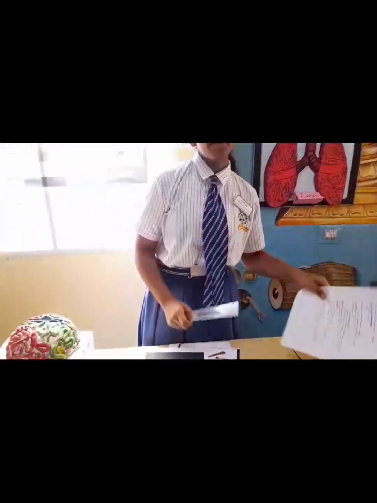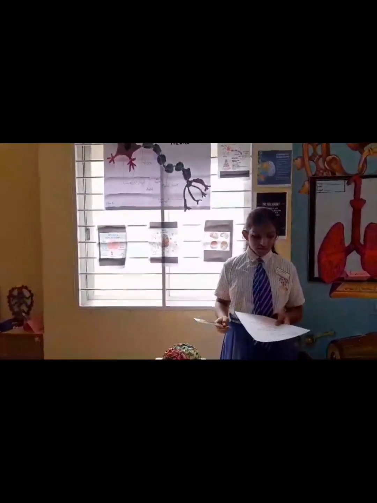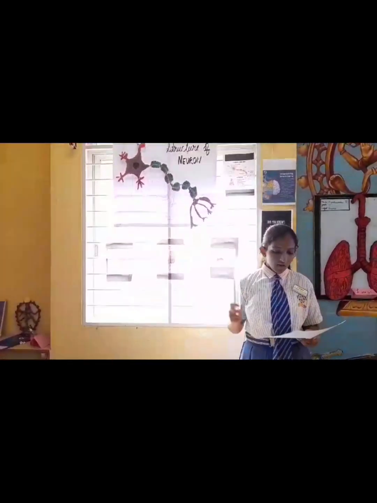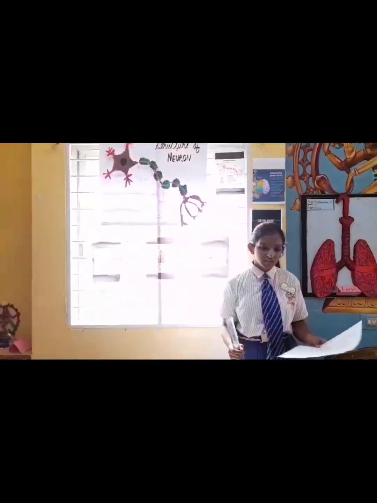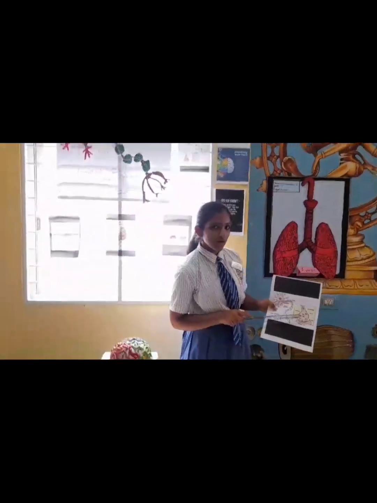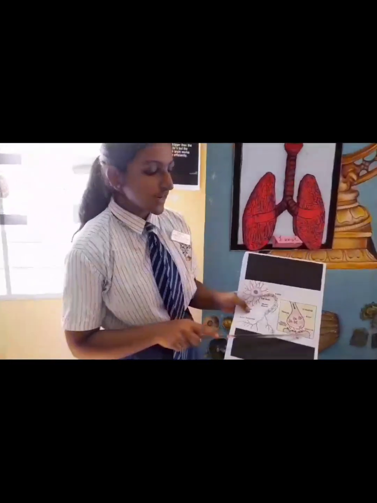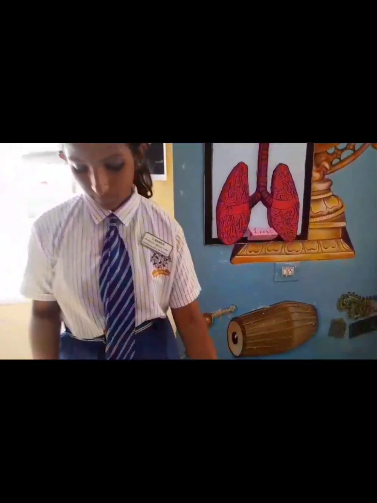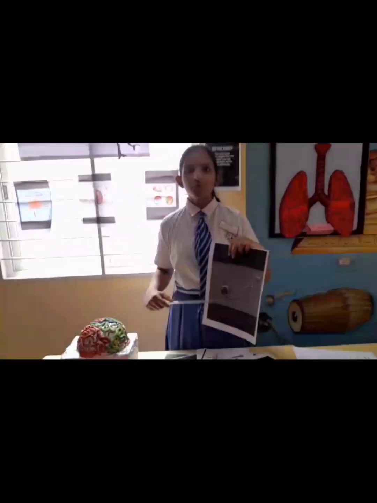Now there is another part called synapse. So one neuron and another neuron are not connected to each other. There is a minute gap between one neuron and the other neuron. This minute gap or the junction is called synapse. This is the synapse where this is the axon terminal of the one neuron and the dendrite of the other neuron. The minute gap between them is known as synapse. This is the real image of neuron.